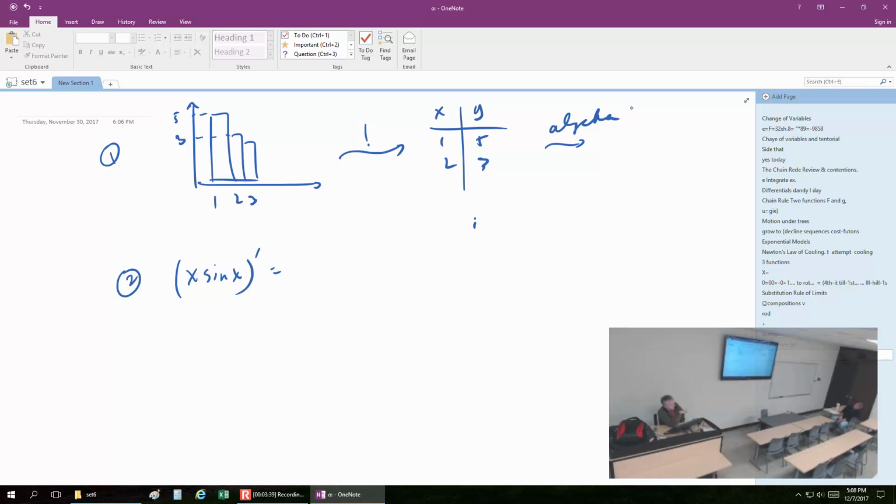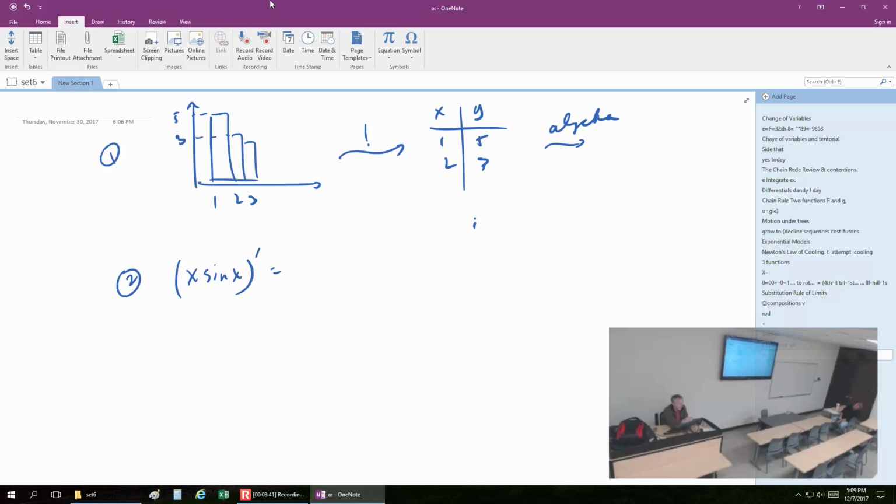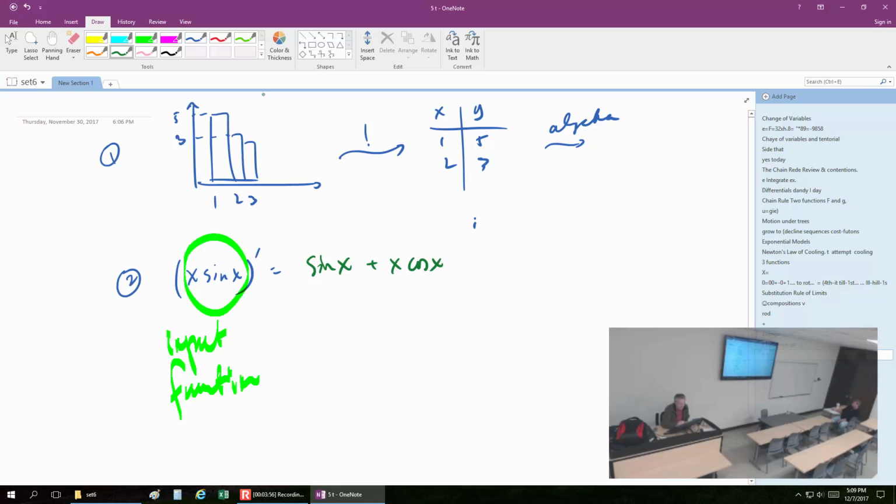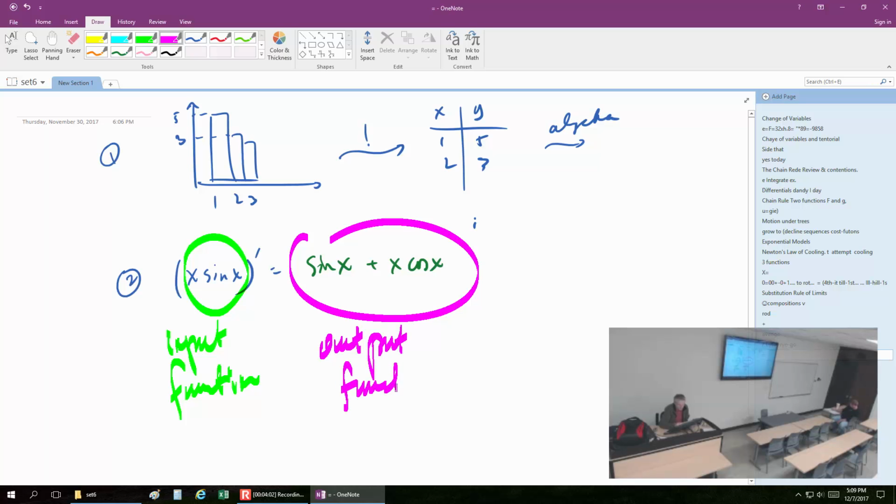These are operations with functions. Remember that came up a couple of times. This is the input, an input function. And then once the computation has been carried out, what is it? Sine x plus x cosine x. This is the output function. So that is something very important to understand. What is the meaning of differentiation, integration? It is producing functions from functions.